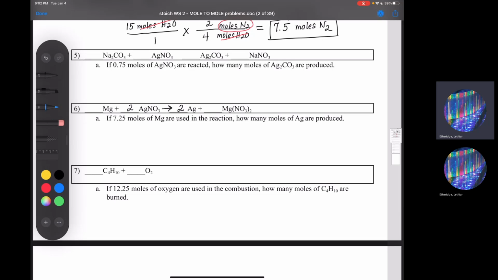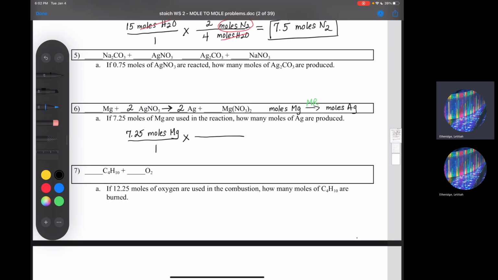All right, so let's set it up. We are trying to go in the problem. It is telling us that we have 7.25 moles of magnesium that are used in a reaction. It is asking you how many moles of silver are produced. As usual, we are going to use the mole ratio because we are converting from mole to mole. And then we are going to set it up. 7.25 moles magnesium. Put it over 1.